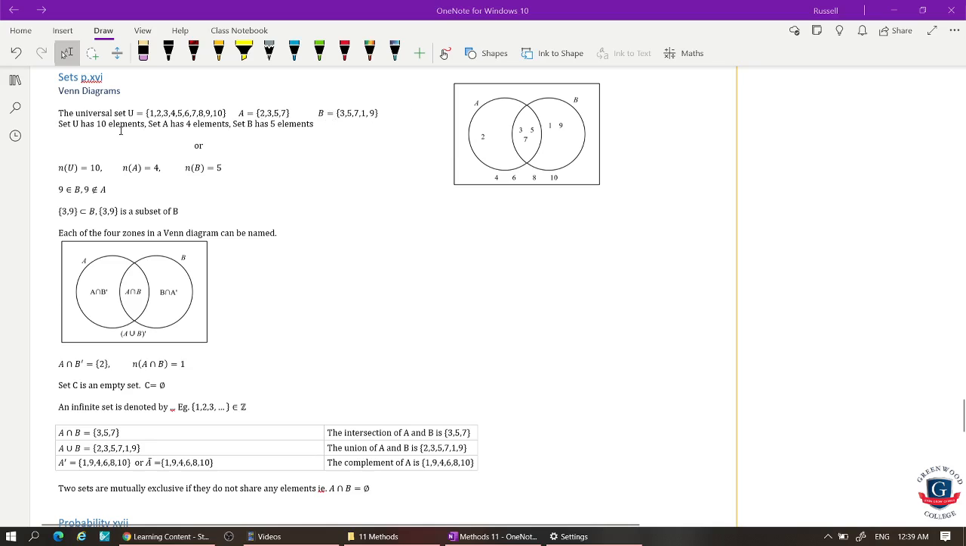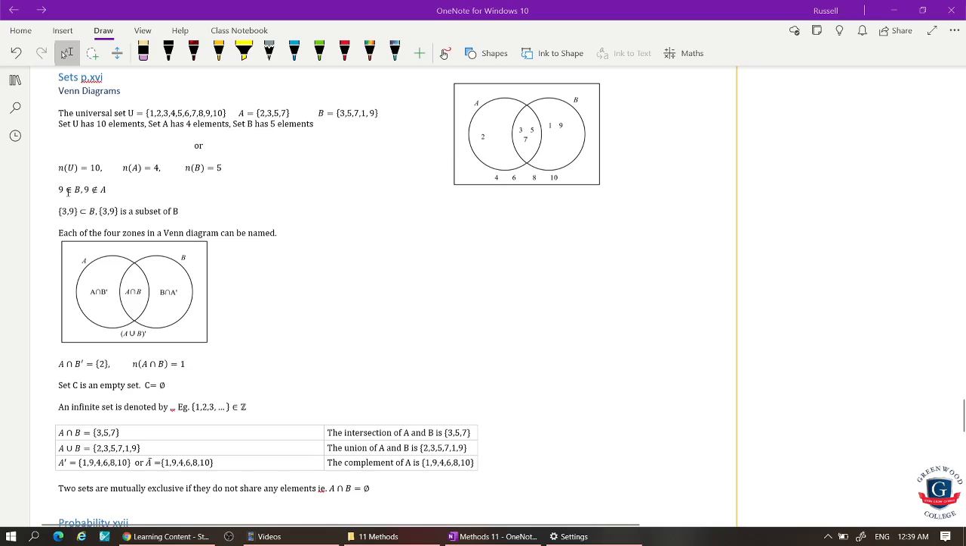Set U, the universe, has 10 elements, set A has 4 elements, set B has 5 elements. Another way of saying that is the number of elements in the universe is 10, the number of elements in A is 4, the number of elements in B is 5.